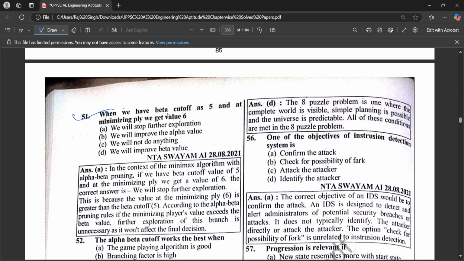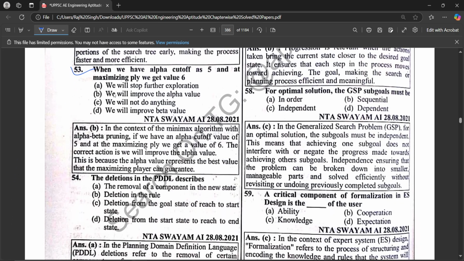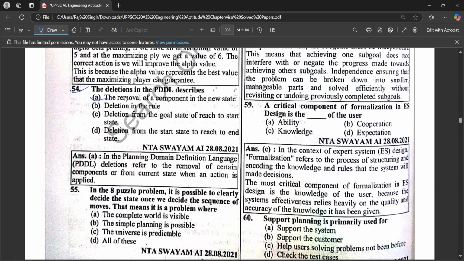When we have beta cutoff as 5 and at a minimizing ply we get value of 6, we will stop further exploration. The alpha beta cutoff works best when the ordering is better. When we have alpha cutoff as 5 and at a maximizing ply we get value 6, we will improve the alpha value. Deletion in the PDDL describes the removal of a component in the new state.